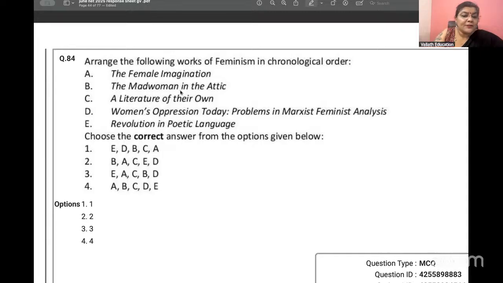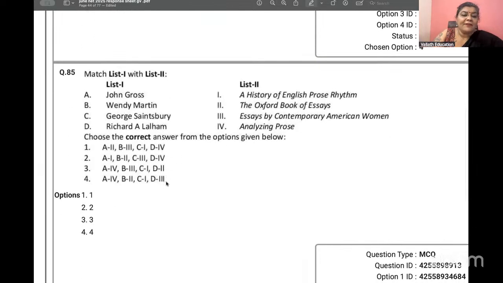Now, in this also, it is very easy. You know why? Because The Madwoman in the Attic, you should definitely know, 1979. A Literature of Their Own, you should know, 1977. C should come before B. You should know that. These two are very famous. Others you don't have to know. C is before B. That is the answer. So 3 is the answer. You don't even have to wonder about all these things. Elaine Showalter's A Literature of Their Own is very famous. Founding text. The Madwoman in the Attic also, you should know. Finished. 84. 85.